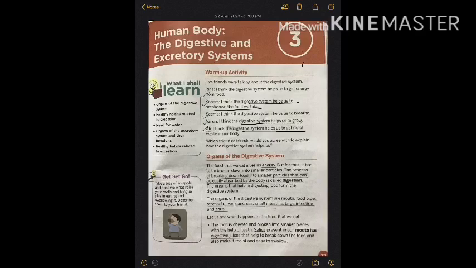Second function, digestive system helps us to grow as they break down the food, and from that food nutrients are absorbed in the blood, and those nutrients help us to grow.